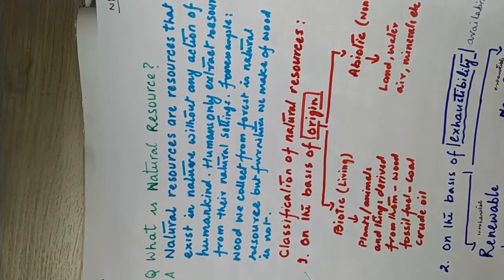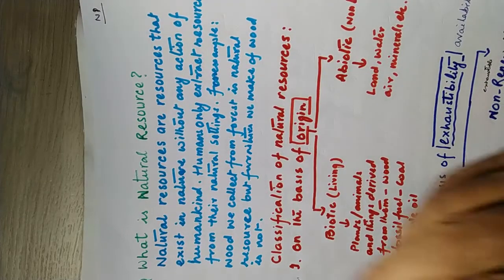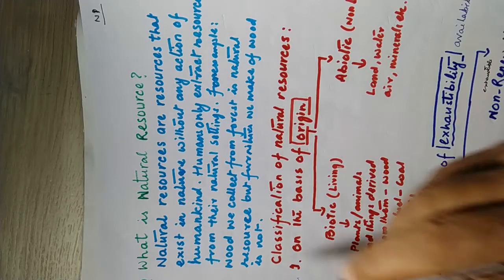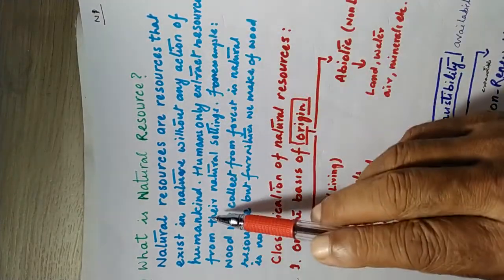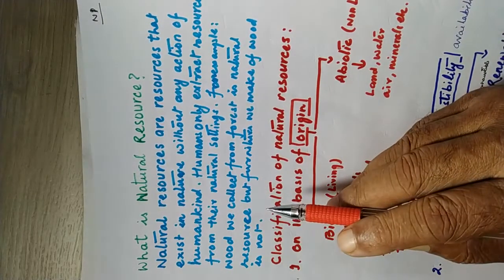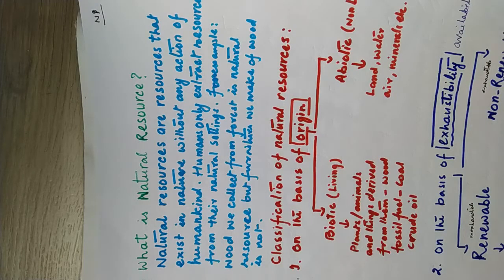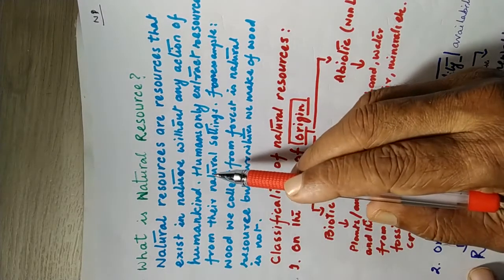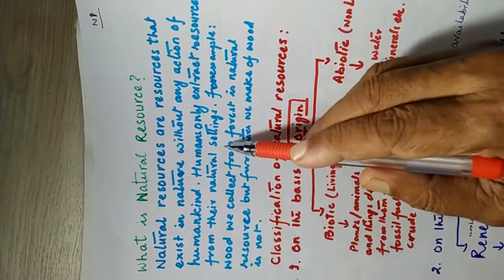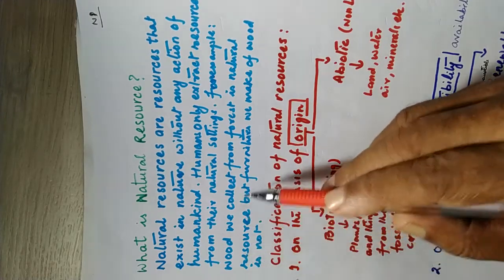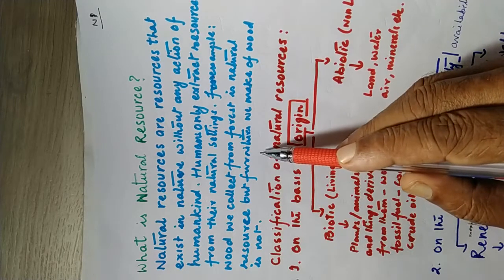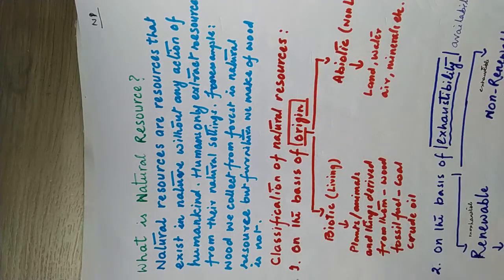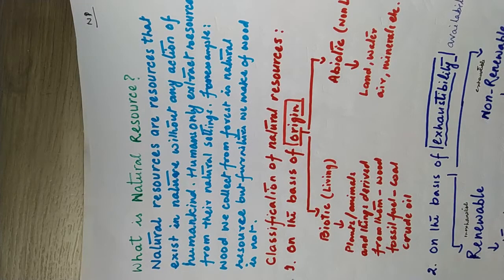So what is natural resource, or what are natural resources? Natural resources are resources that exist in nature without any action of humankind. It means that the natural resources occur naturally, and it is present in the natural world, and there is no role of humankind to create that resource. Humans only extract resources from their natural settings. For example, wood we collect from forest is natural resource, but furniture we make of wood is not. So it's very clear that natural resources occur in nature without human intervention.